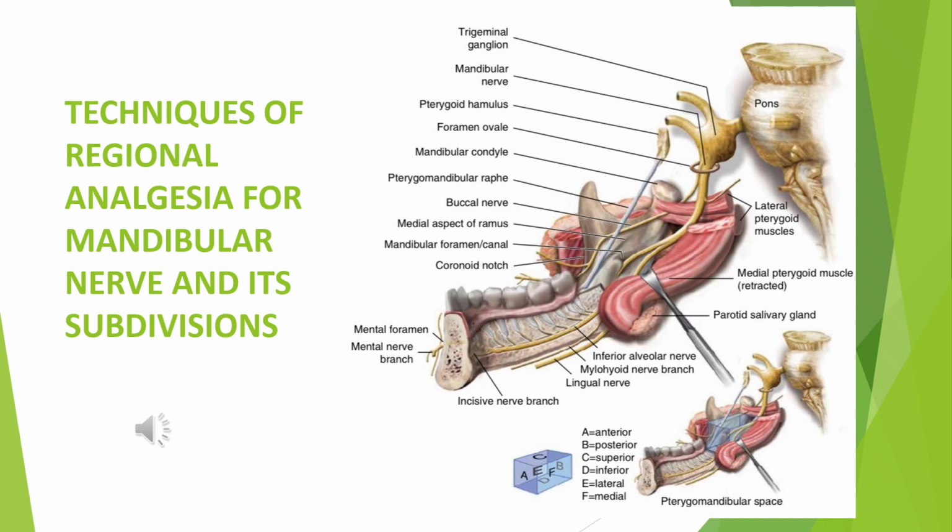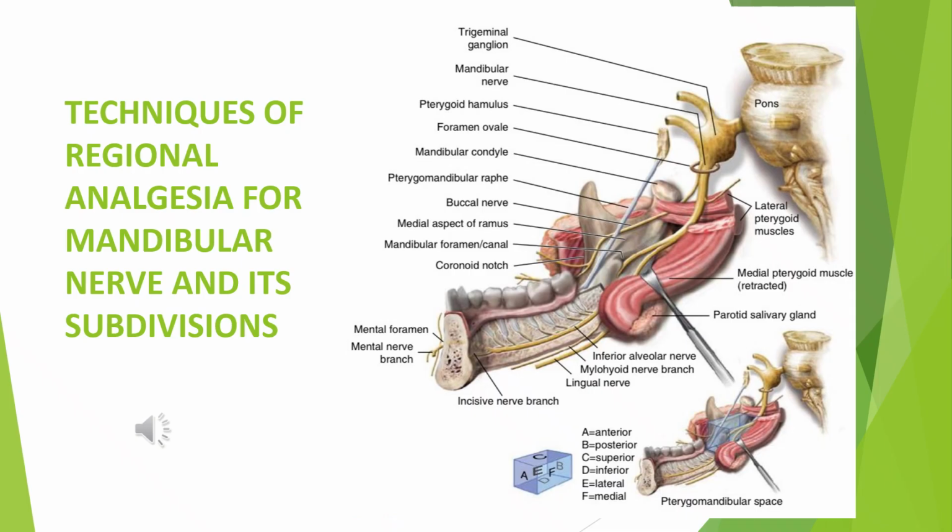Then it gives two main branches: first, the nerve to the medial pterygoid, which also supplies the tensor tympani and tensor veli palatini, and second, the nervus spinosus, which passes through the foramen spinosum to supply the cranial dura. Then it divides into two divisions, the anterior division and the posterior division.